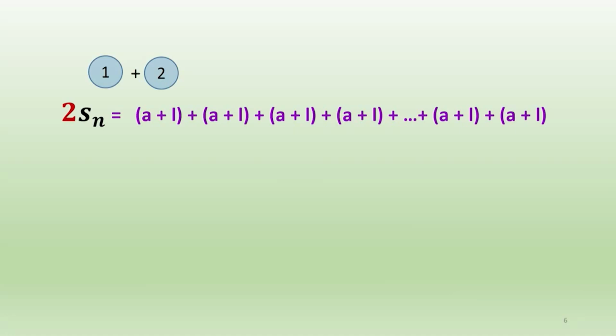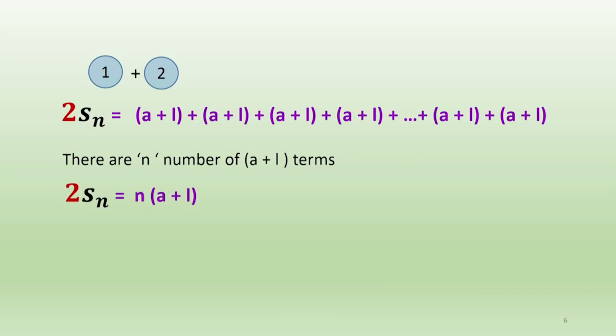Each and every time you add the equations term by term, you get a plus L, a plus L, a plus L. It's repeating, so n number of a plus L terms can be seen there. So we can write 2Sn equals n times (a plus L).